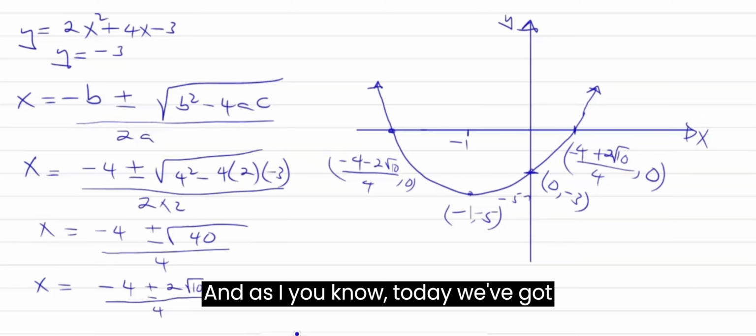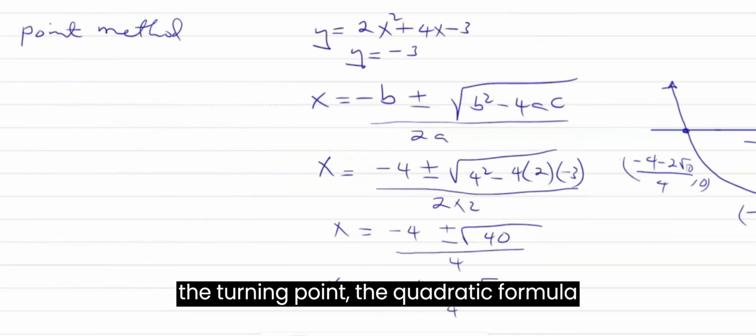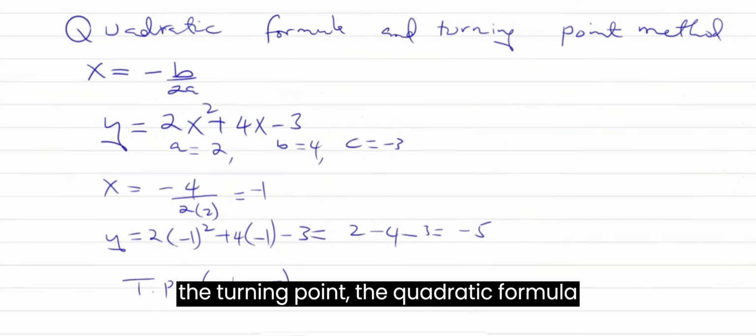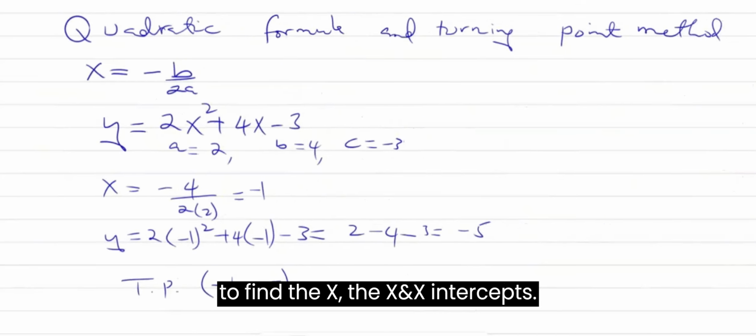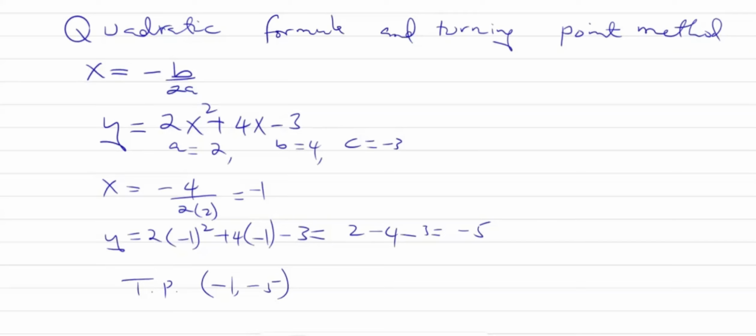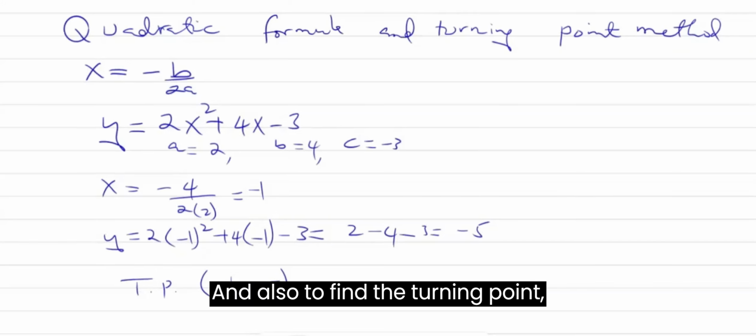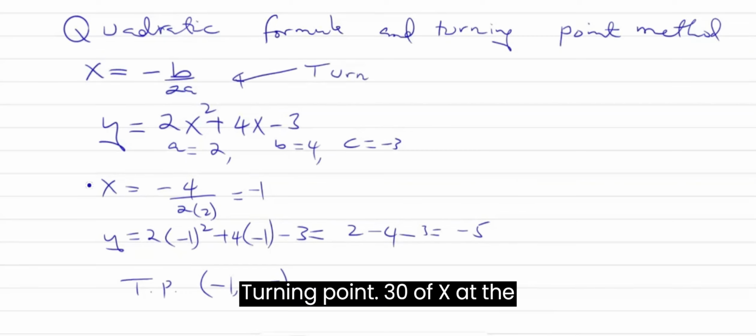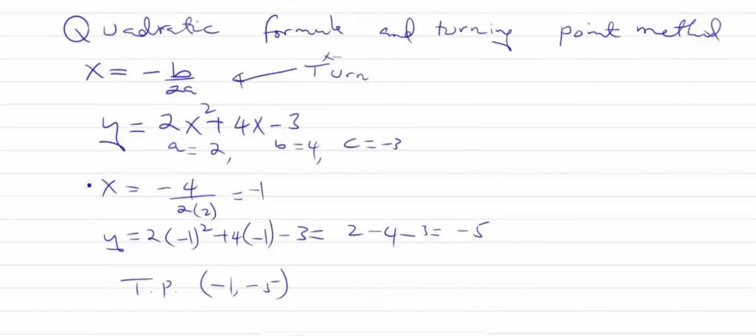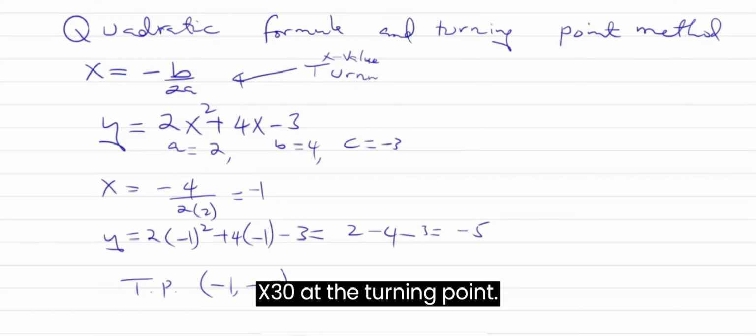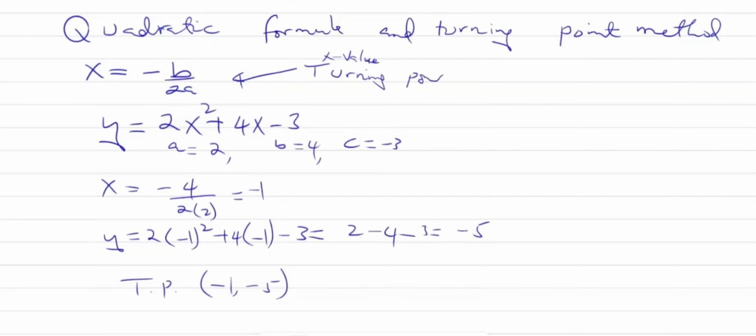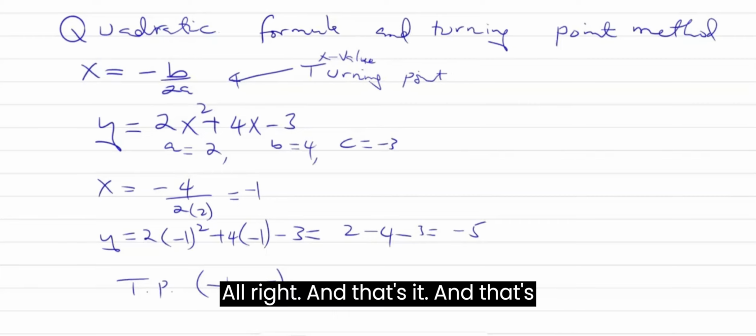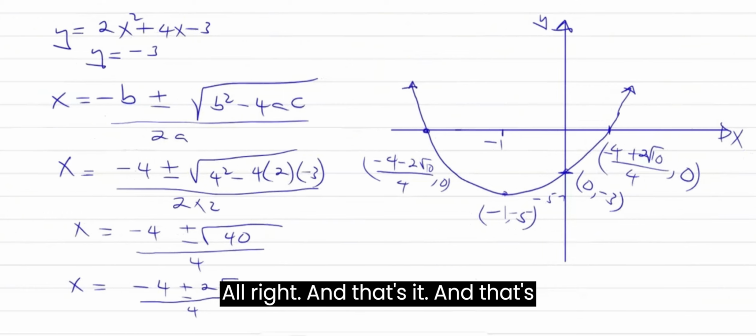So again, this was when you have got a coefficient, you could use the turning point method. We got the turning point, and the quadratic formula to find the x-intercepts. And also to find the turning point, this is what you have to use. Value of x at the turning point. Alright, and that's it. That's how the graph will look.